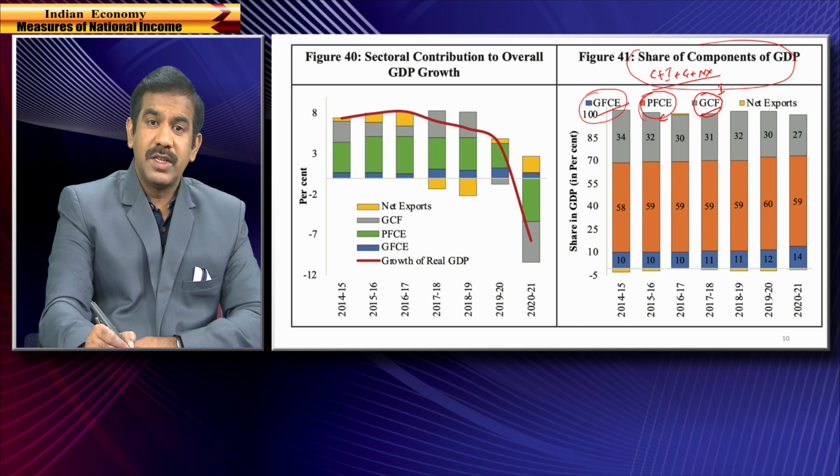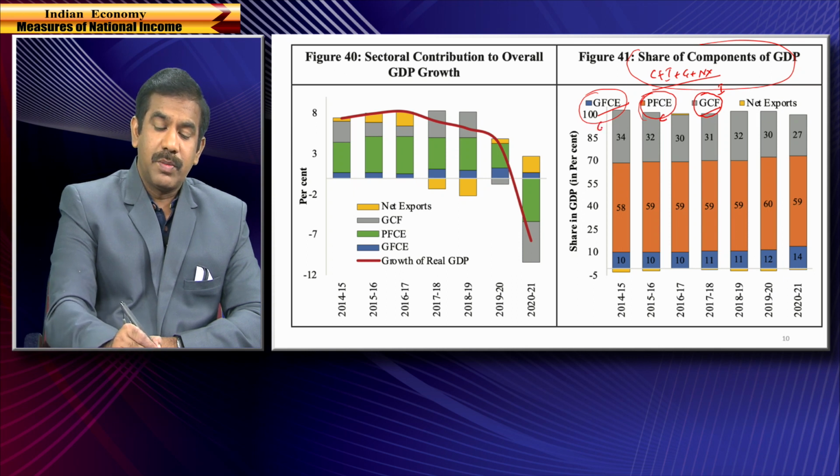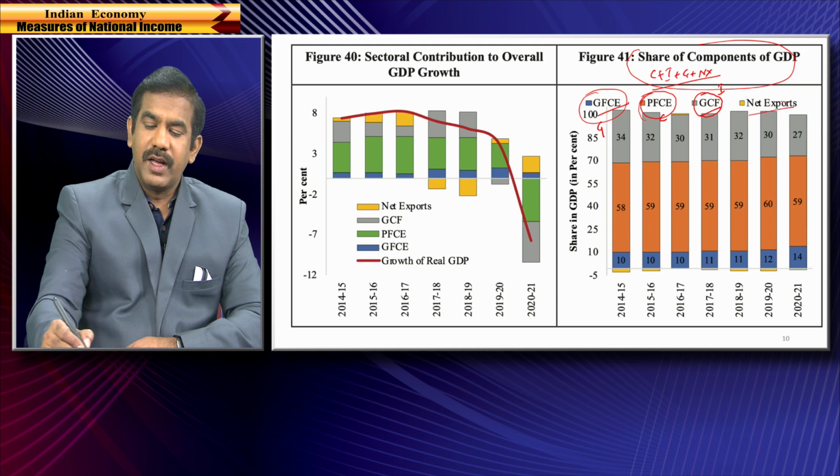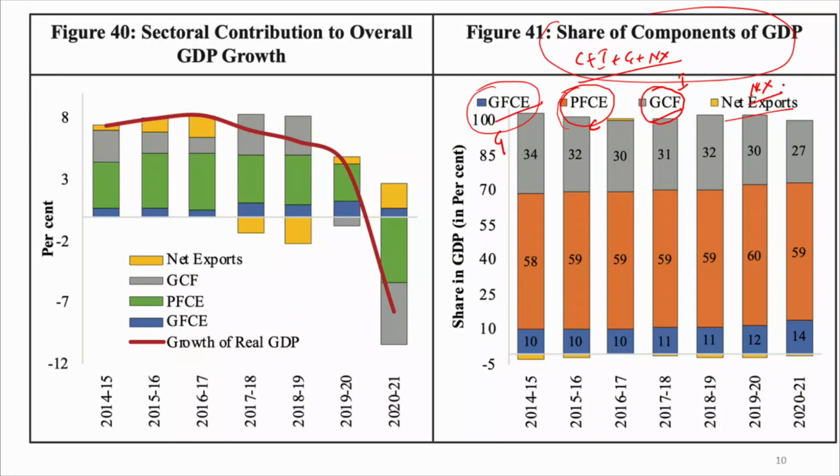So this is represented by I, this is what I represented by C in the previous slide, and this is what I represented with the G, and then the net exports, which I represented with the term net exports. You could go through your economic survey to find out the state of the Indian economy. Here, for almost 7 years we have the data on the government final consumption expenditure, private final consumption expenditure, gross capital formation, and net exports. On the left side you also have the sectoral trends. This is something you could find in the economic survey.